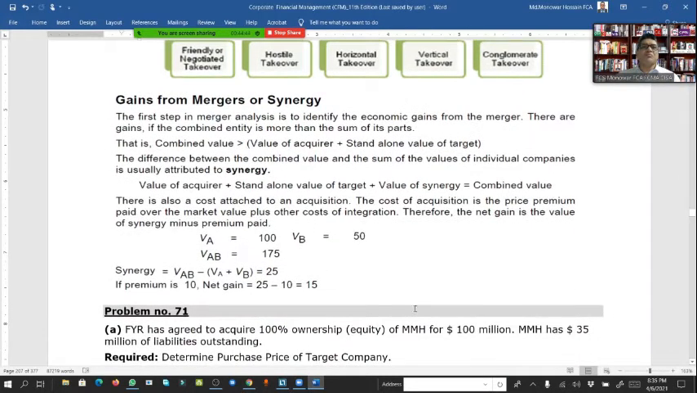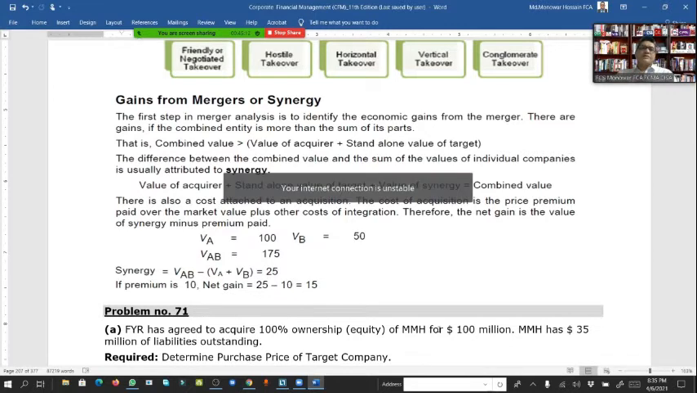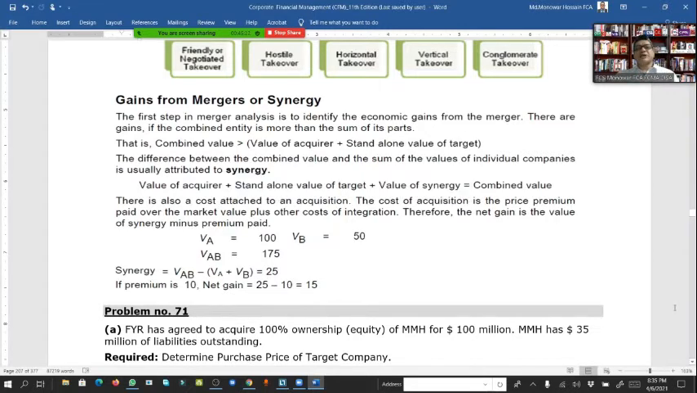So, gains from merger, or synergy. Look here. So what is synergy? The first step of merger analysis is to identify the economic gain from the merger. There are gains if the combined entity is more than the sum of its parts. So here, the combined value is greater than the value of the acquiring company plus the standalone value of the target company. So the combined value must be higher. The difference between the combined value and the sum of the values of the individual companies is usually attributed to synergy. So value of the acquirer plus target plus value of synergy equals combined value.